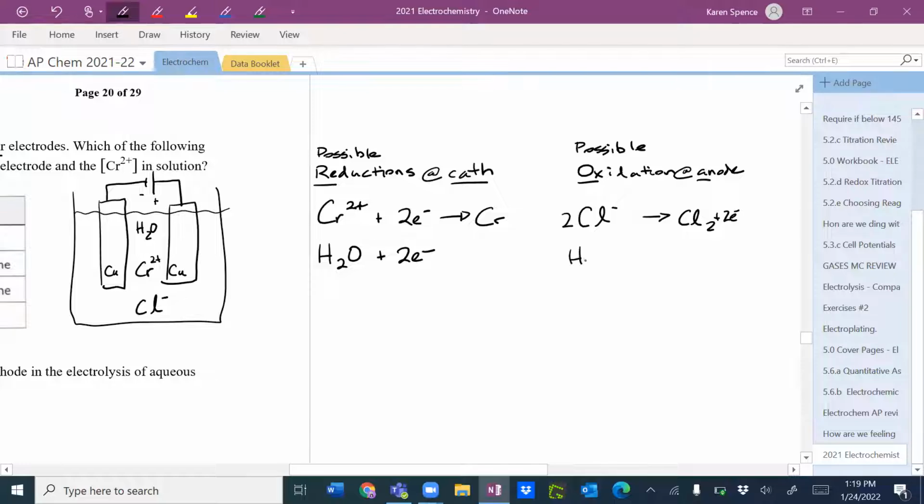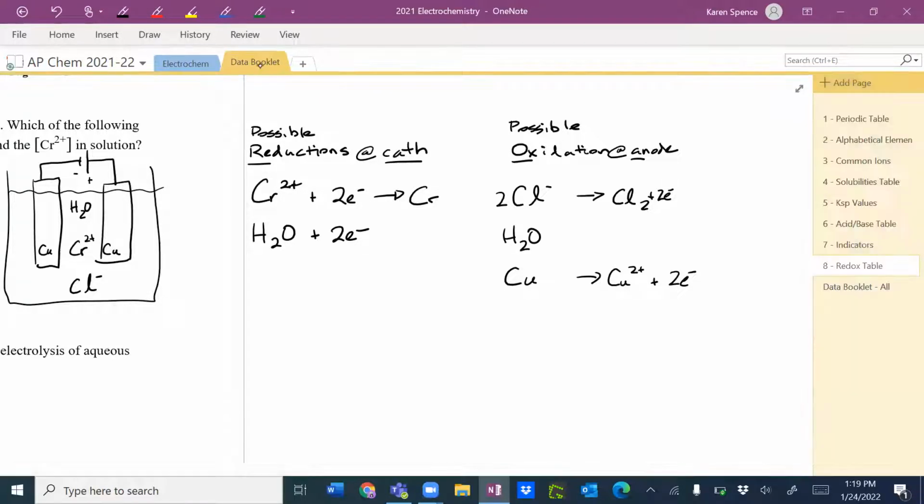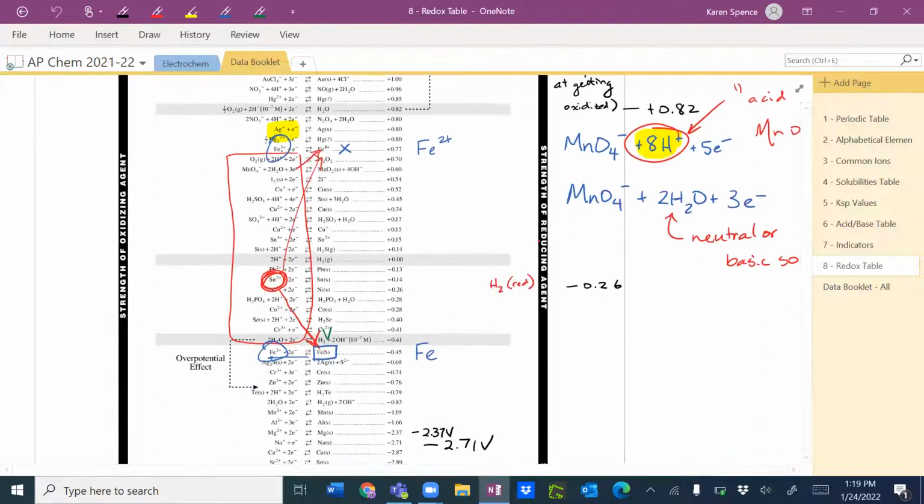And of course, water is always an option. And remember, we also have Cu, and could Cu lose electrons? Is it possible to end up with losing electrons there? Yes, because we could end up with Cu2 plus, and there we go. So reductions, chromium and water. Let's see about chromium and water.